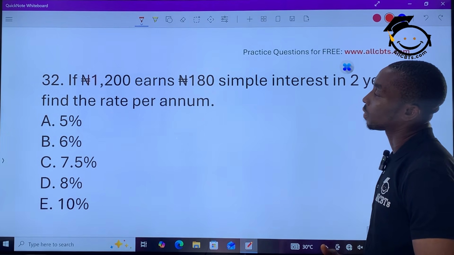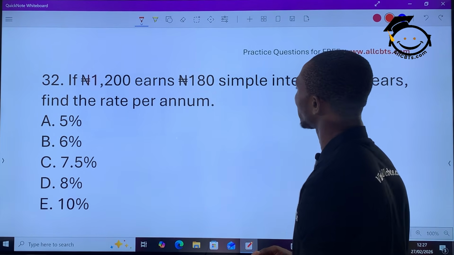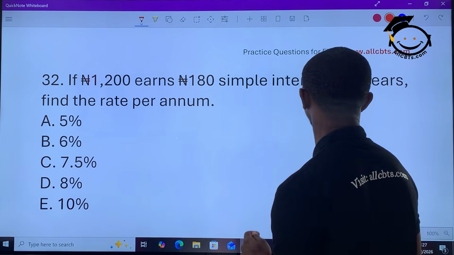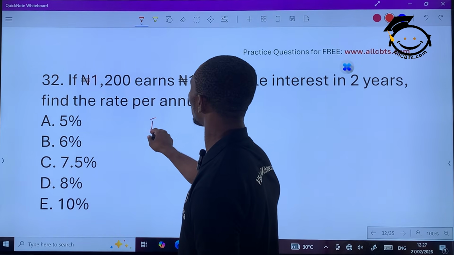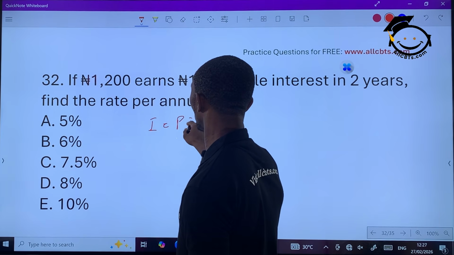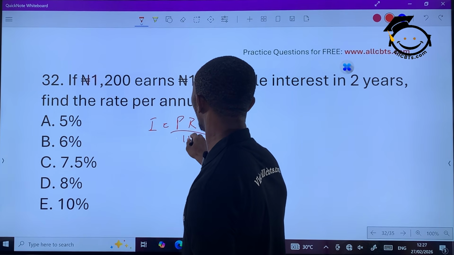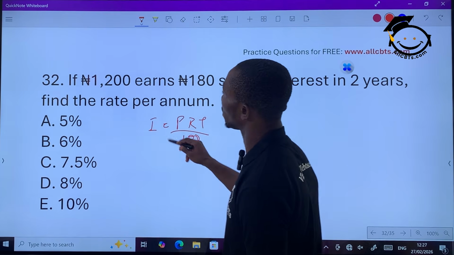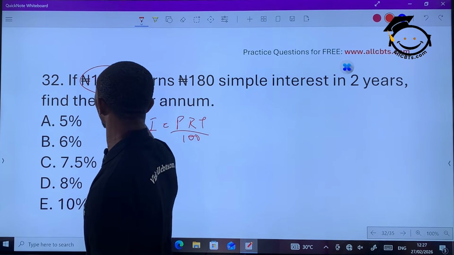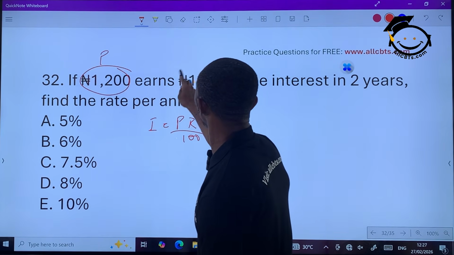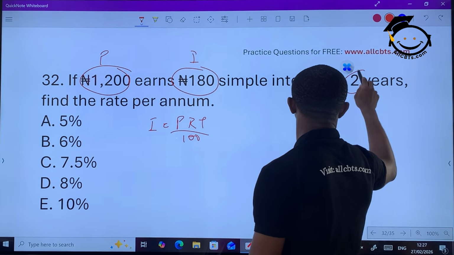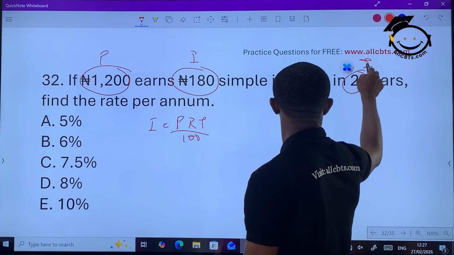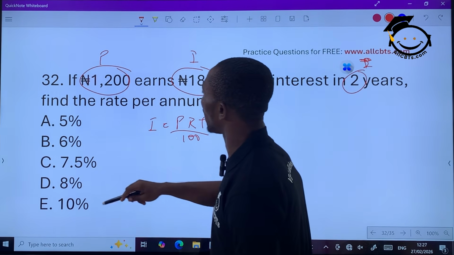If 1,200 earns 180 Naira simple interest in 2 years, find the rate. Now we have interest equals principal times rate times time all over 100. All right. Now in this case, our principal is 1,200. Our interest is 180. Our time is 2 years. So we are asked to find the rate.